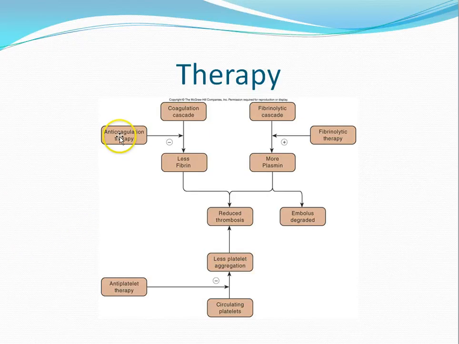Anticoagulants, such as heparin, will block or prevent the coagulation cascade, resulting in less fibrin formation. Antiplatelet therapy, such as aspirin, will prevent platelet aggregation, so you would have reduced risk of a thrombus developing. And then fibrinolytic therapy would be enzymes that will promote the formation of plasmin. Plasmin will help to reduce the size of a thrombus.